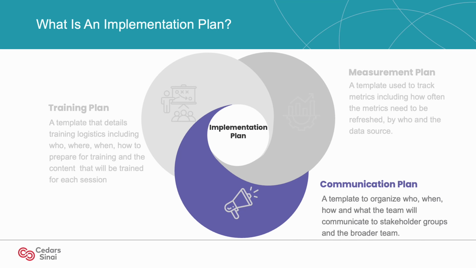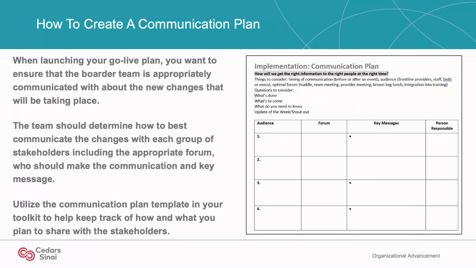Let's jump into how to develop a communication plan. When launching your go-live plan, you want to ensure that the broader team is appropriately communicated with about the new changes that will be taking place. The team should determine how to best communicate the changes with each group of stakeholders, including the appropriate forum, such as existing meetings, daily huddles, and special meetings, who should make the communication, and the key message. Utilize the communication plan template in your toolkit to help keep track of how and what you plan to share with the stakeholders.